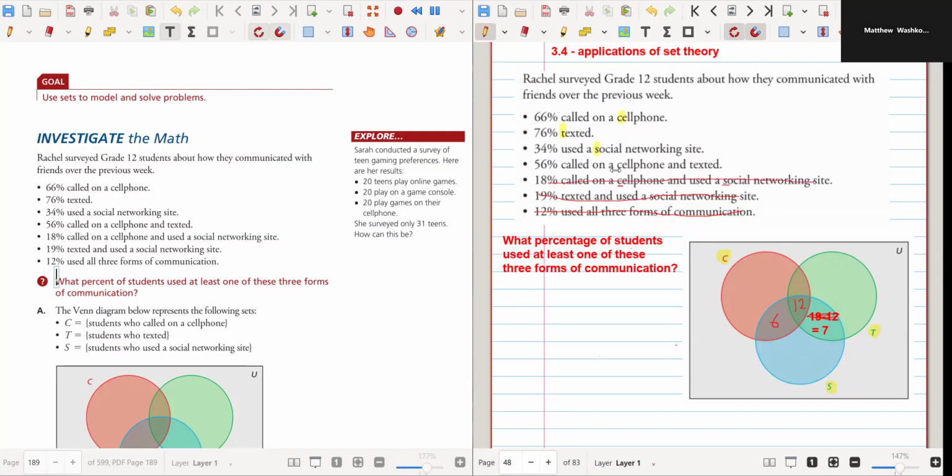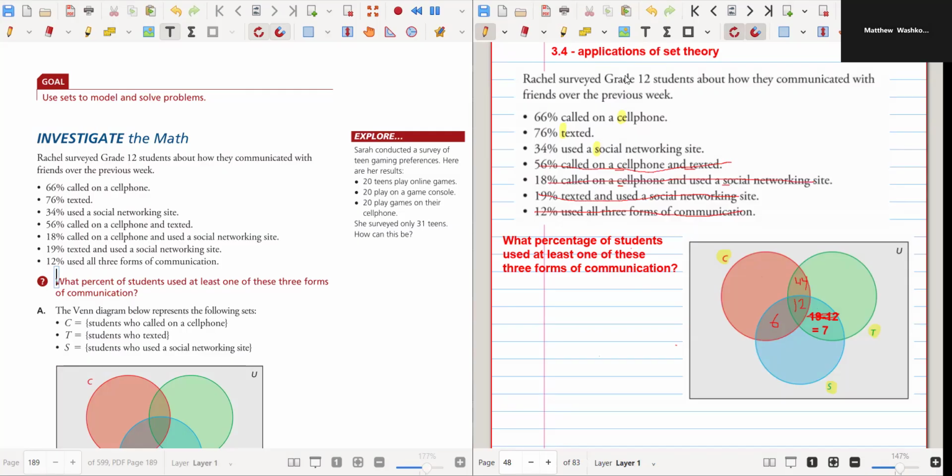And then same thing before: cell phone and texted. So at this point, pause the video. You should be able to get the answer. I'm going to go over it in 3, 2, 1. 56% called on a cell phone and texted, so 56 minus 12 gives me 44 here. Okay. So at this point, we've done the hard part. We have our intersections here. We have our commonalities established. Now we can just do the people who only do one thing at a time.